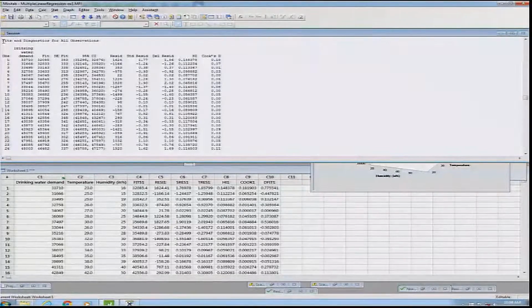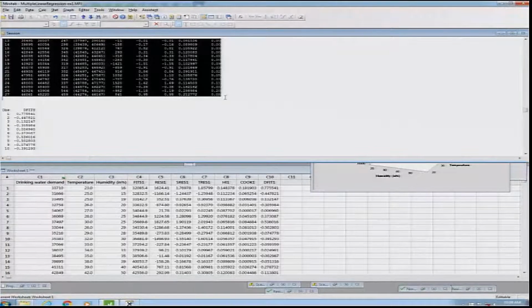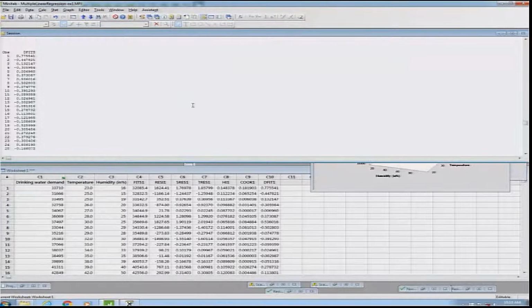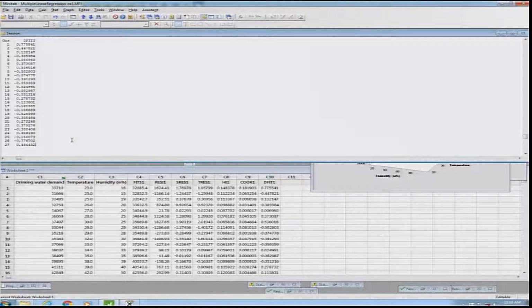And here there are different diagnostic values. Since we had specified that we would like to have these diagnostics for all the observations, this is giving the fit, standard error of fit, confidence interval for the y hat, residual, standardized residual, deleted residual, HI, and Cook's D statistics. Here you can see this is available for all the 27 observations. Similarly, the DFFITS statistic is also computed here for all the observations.